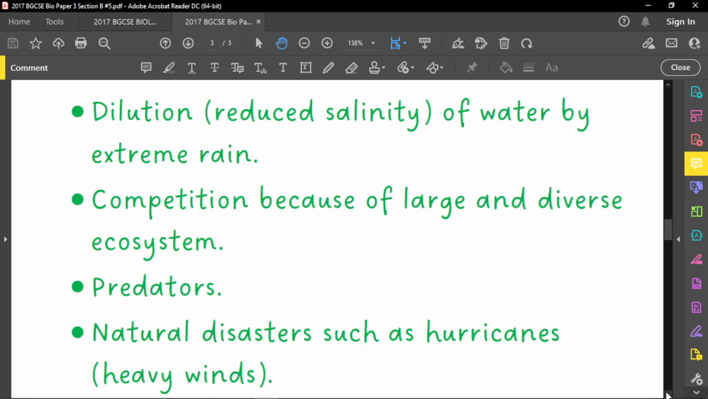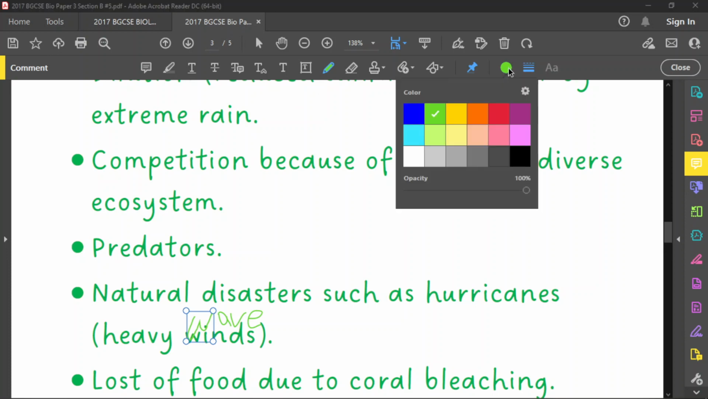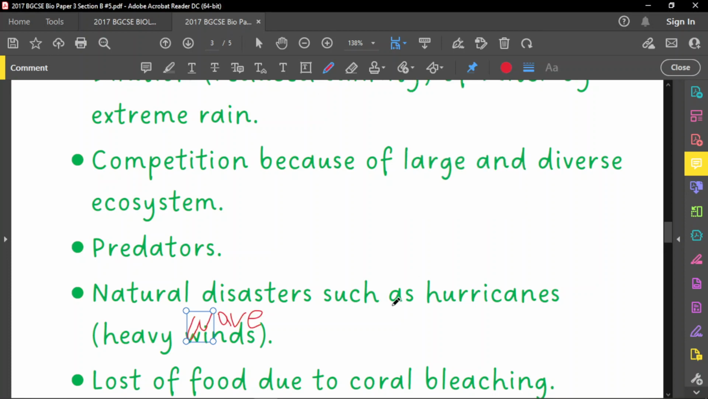as well, right? All right, natural disasters such as hurricanes. Hurricanes would cause heavy winds and, under the ocean, heavy waves. So the waves come from hurricanes. All right, land will experience the wind, and under the ocean will experience the waves. So those waves from hurricanes could cause a big problem for them.